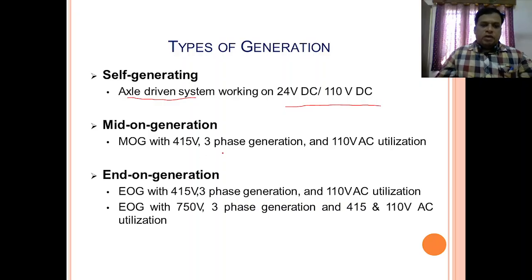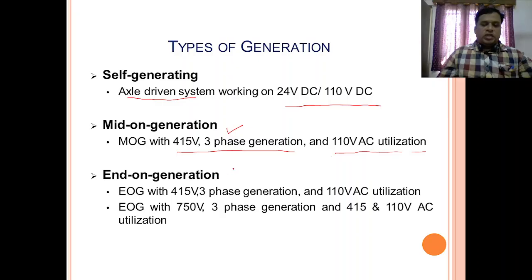Coming to the mid-on generation, this is also a type of generation where we have a supply of 415 volts, three-phase generation, with 110 volts AC utilization. The previous one was 110 volts DC, and now the mid-on generation is 415 volts three-phase generation with 110 volts AC utilization.